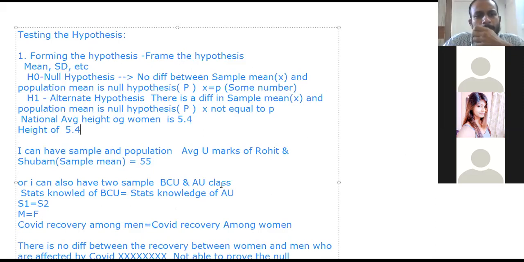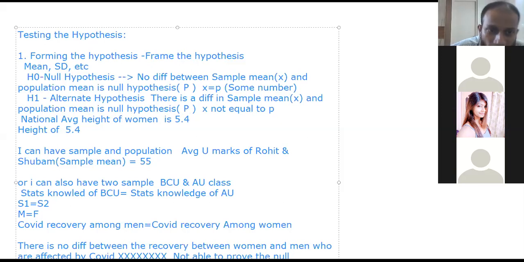What will be the hypothesis? In this case, sample height is equal to population height. So in this case, am I able to prove my null hypothesis? Yes, I'm able to prove it, because your height is 5.4 and the national average height of Indian women is also 5.4.